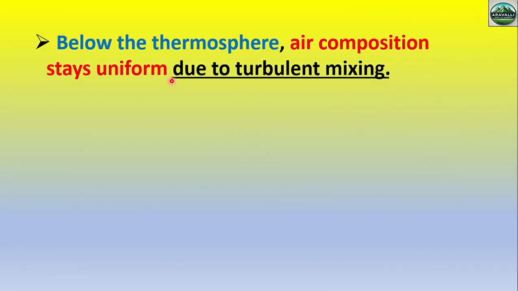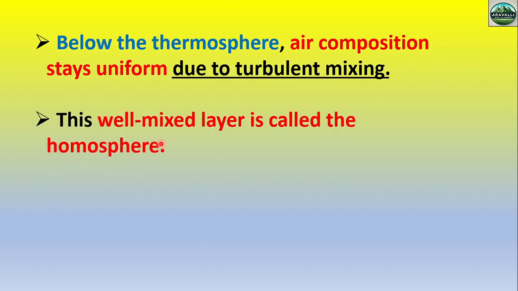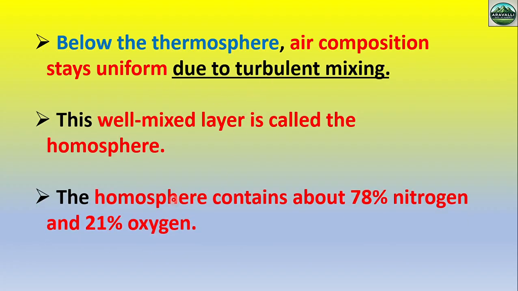Below the thermosphere, air composition stays uniform due to turbulent mixing, so this zone is known as the homosphere. The composition of the homosphere is 78% nitrogen and 21% oxygen. So the composition of the homosphere is the same.